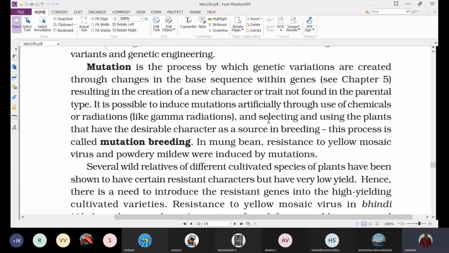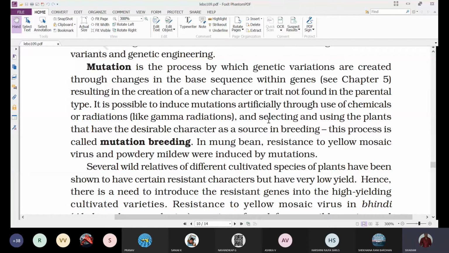While you are selecting, you have to make sure that the desirable character is present in that genetic variant. This process is called mutation breeding, because we are developing new varieties of crop plants by using mutation. That's why we are calling it mutation breeding.